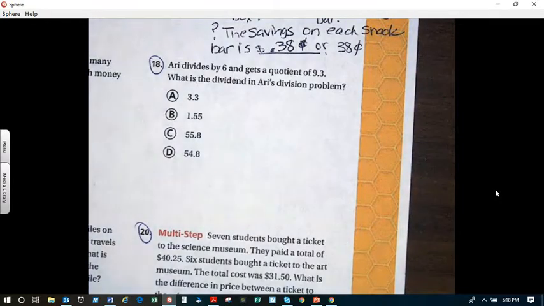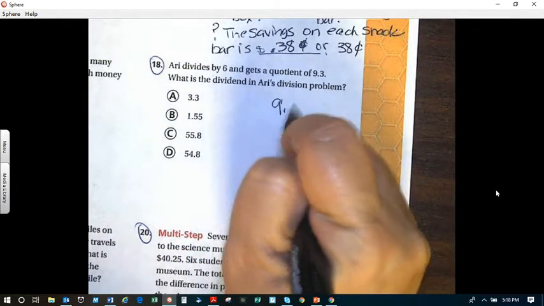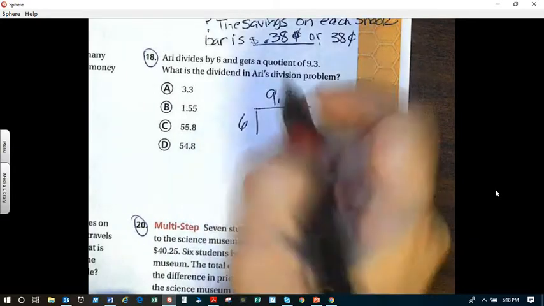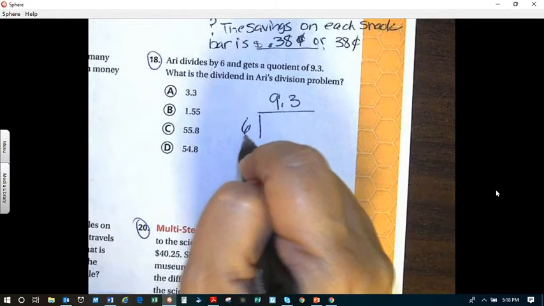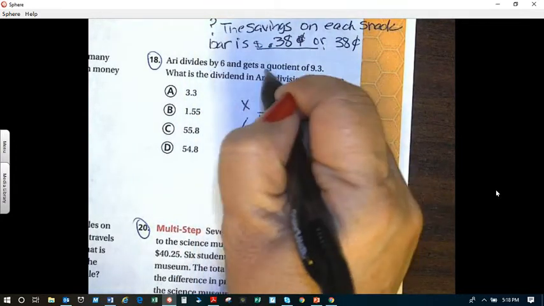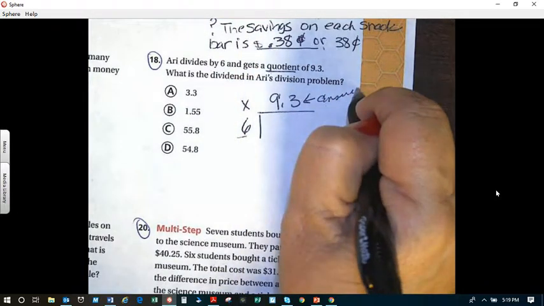Adi divides by 6 and gets a quotient of 9 3/10. What is the dividend in Adi's division problem? All right, so again, Adi divides by 6 and gets the quotient. So this is 9.3. She divides by 6, which is my divisor. The quotient, this is the answer. And so what is this?